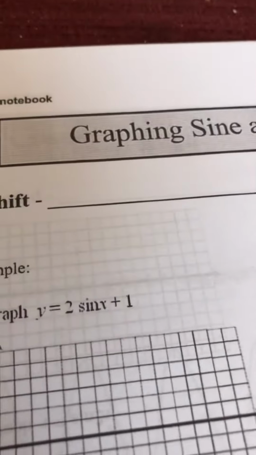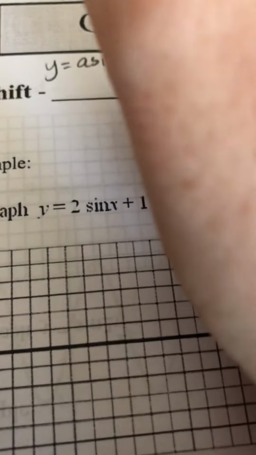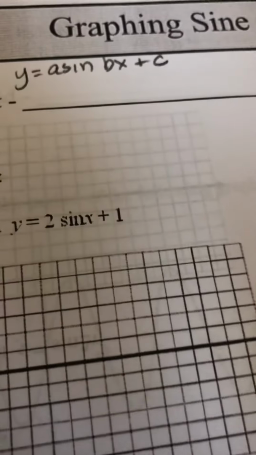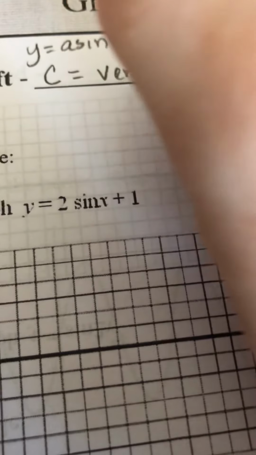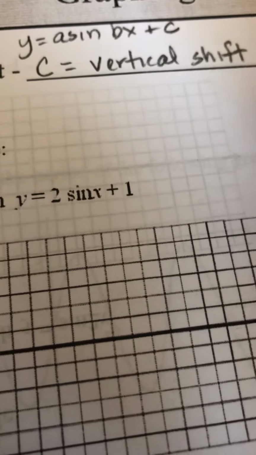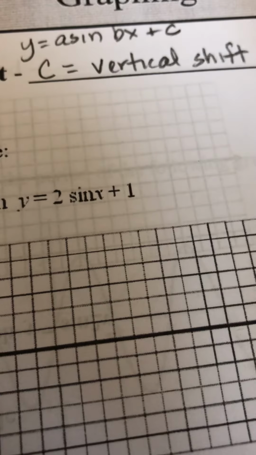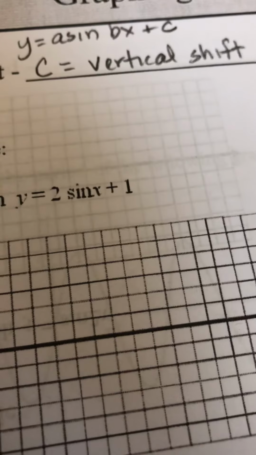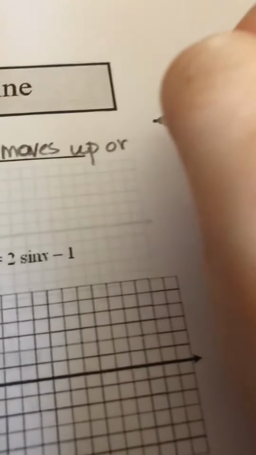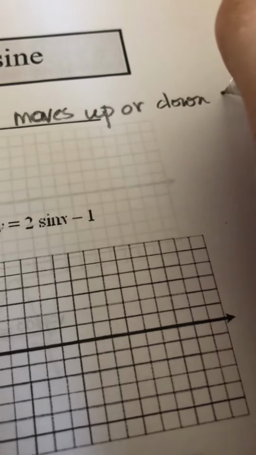Okay. The next thing we're going to look at is the shift. So remember, we have y equals a sine bx plus c. And we already said a was the amplitude. The shift is the c value, and it's a vertical shift. Every point on the graph moves up or down c units.